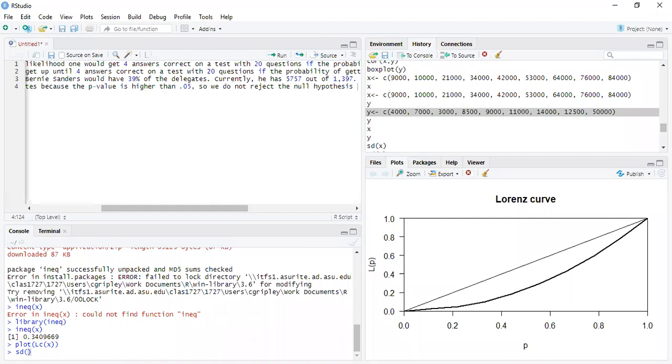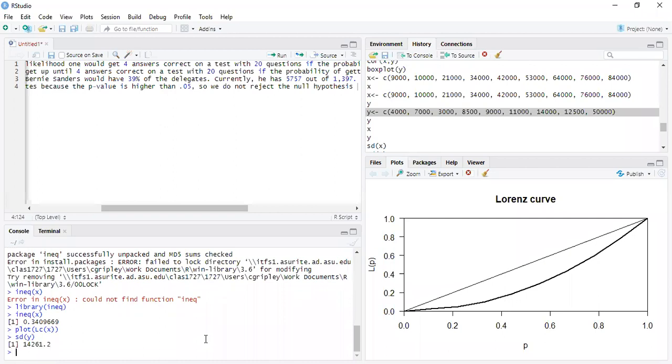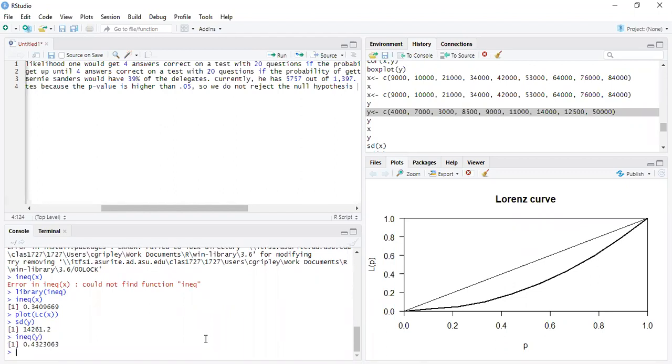Here we go, the standard deviation for Y. Let's change to Y. And we have a smaller one, only 14,261. So let's take a look at that inequality. And remember, we can just go back up. Inequality Y. Well, 0.43. So you start seeing about the difference between the X and the Y.